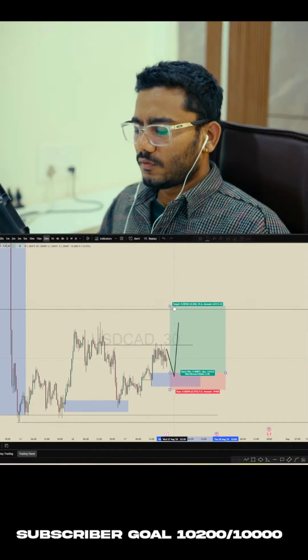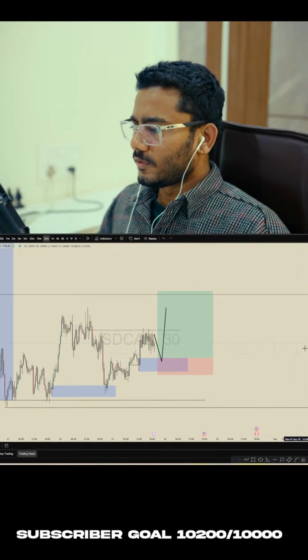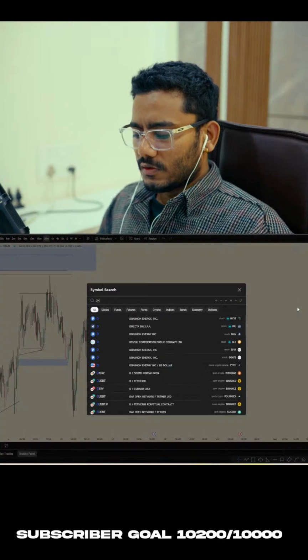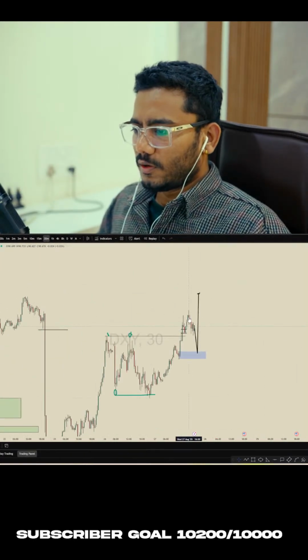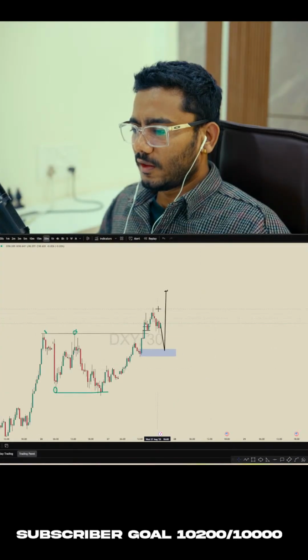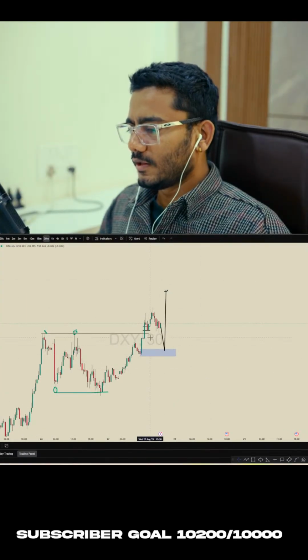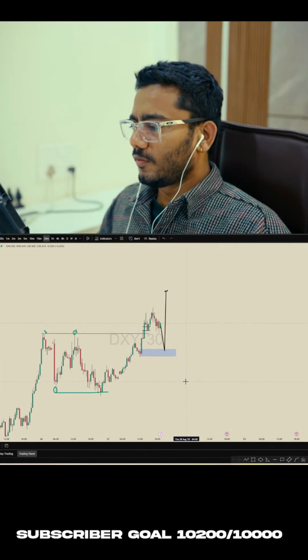I'm going to look at a setup over here, just looking at the 30 minutes. For that setup to work, we want DXY to continue here, and then we'll get a reversal from here. So the same order block we have on USD CAD, it will do the same thing on USD CAD.